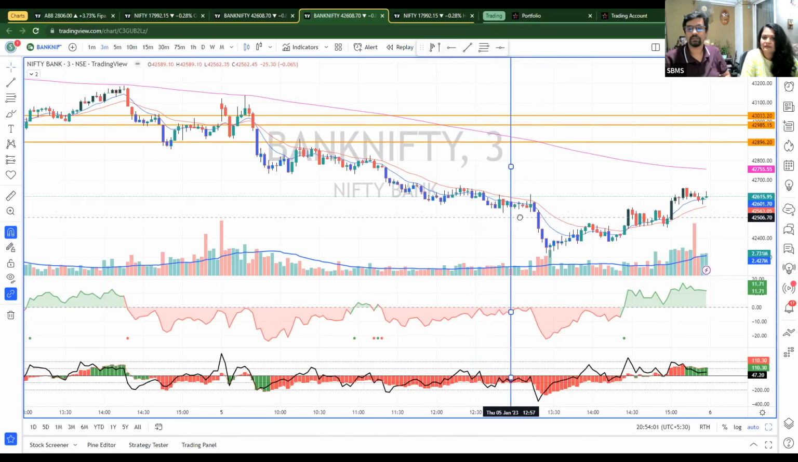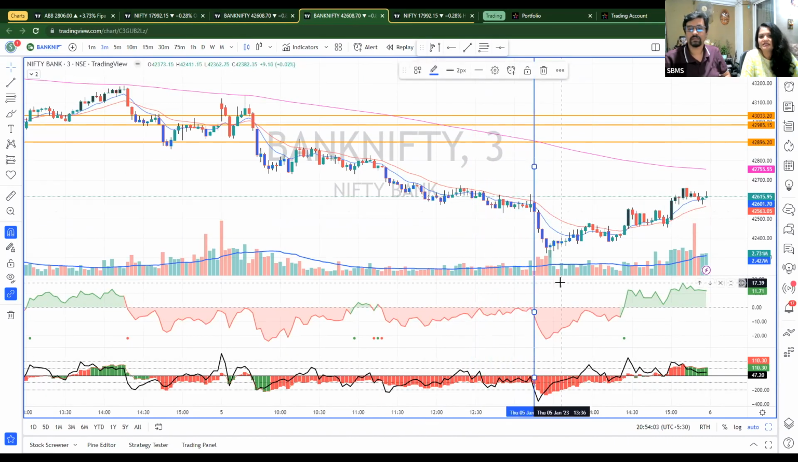This is a candle which gave us an entry. All the three parameters are in favor. So this is in red zone, this is in red zone, and the black line is also below the zero line.